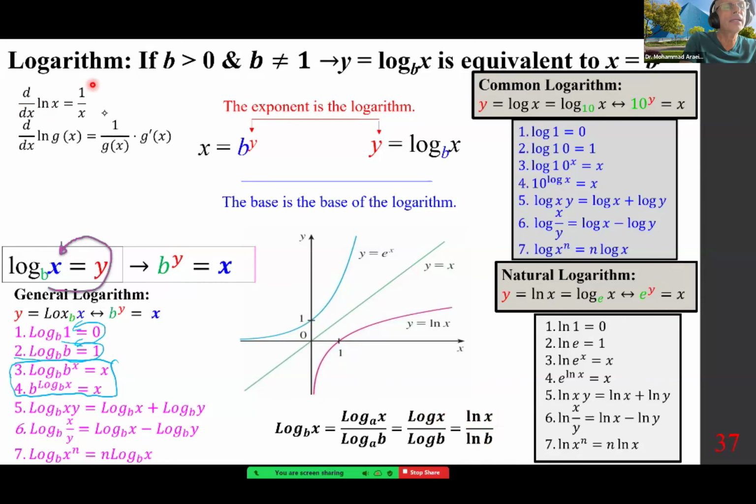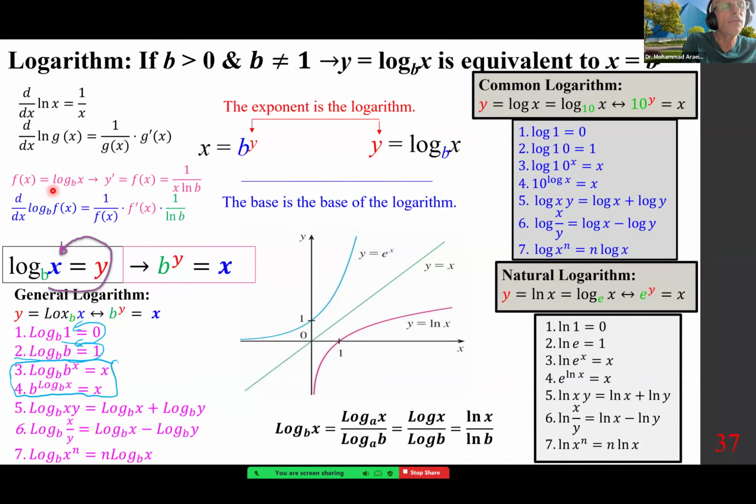The derivative of ln x is 1 over x. If it's ln of g of x, you flip it over times g prime of x by the chain rule. f of x equals log x base b. Then y prime is 1 over x and then 1 over ln b. If the base is not e, if you recall, for the exponential we multiply by ln b. For logarithmic, we divide by ln b.